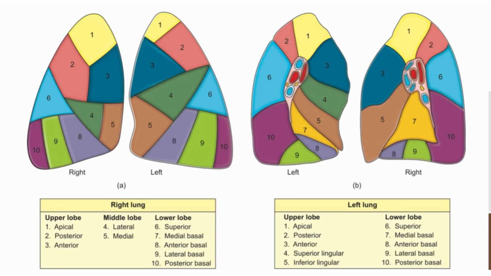But for the lower division of the upper lobe, it is now the superior lingular bronchopulmonary segment and the inferior lingular bronchopulmonary segment. Now, going into the lower lobe of the left lung, we have the same thing as seen in the right lung, which is the superior bronchopulmonary segment, the medial basal, which is only seen on the medial surface of the lungs, be it the right or the left lung, okay? Then the anterior basal, the lateral basal, and finally the posterior basal.